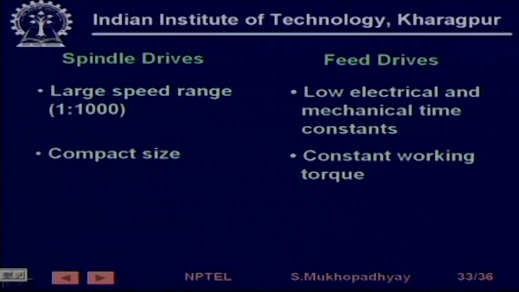Similarly, feed drives require a very good transient response. So, they require very fast response. Low electrical and mechanical time constants are needed, and they need constant working torque. Spindle drives, on the other hand, should be of much more compact size, because they are generally mounted on a spindle, which should not be too big.